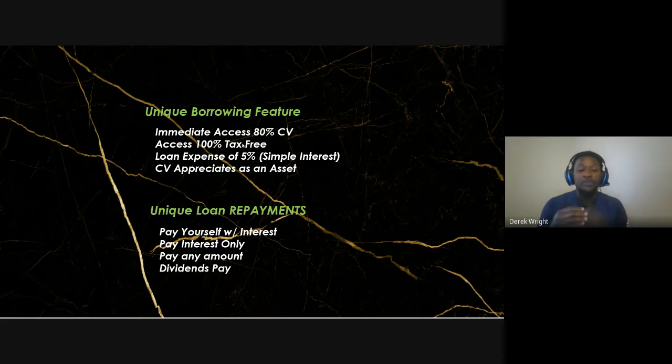Now, every time you're paying this back, you're building more cash value and the money is never leaving your account. So you're building on top of what you've already paid in, and it's giving you more capability to buy things at a later date. There is a loan expense, though. It's 5% simple interest, so that means it doesn't carry over.